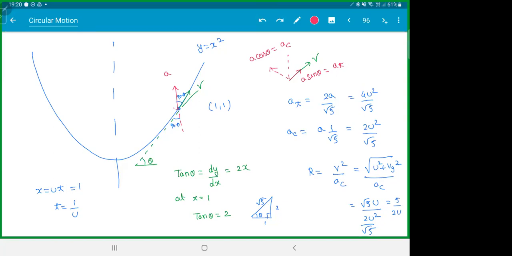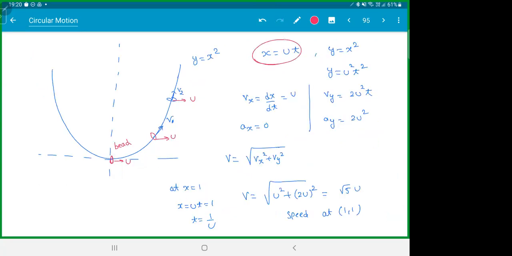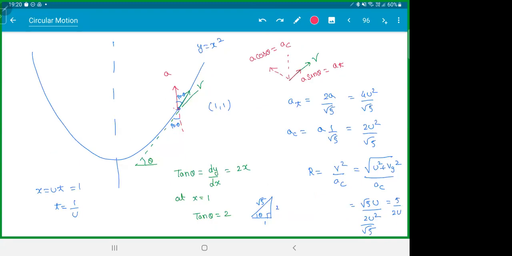So the whole question starts from that statement that x is equal to ut. If you did not figure that out, if you don't get this, then you're stuck. I goofed up this thing. This is v square now. So that would be 5u square by 2u square by root 5, which is 5 by 2. Check. I hope the process is clear, everyone.